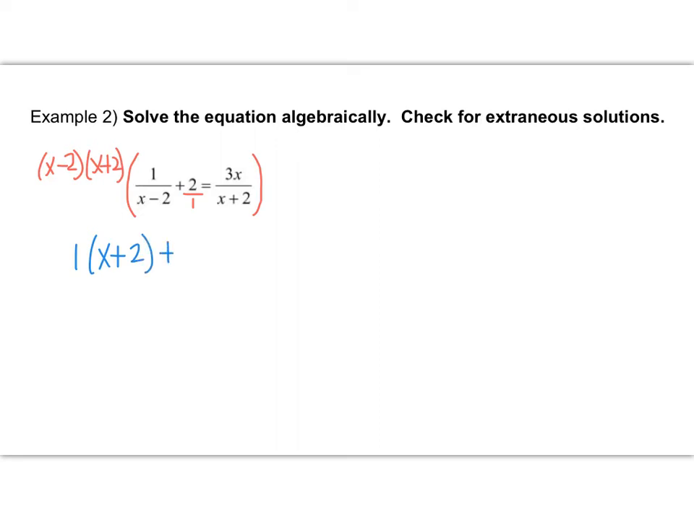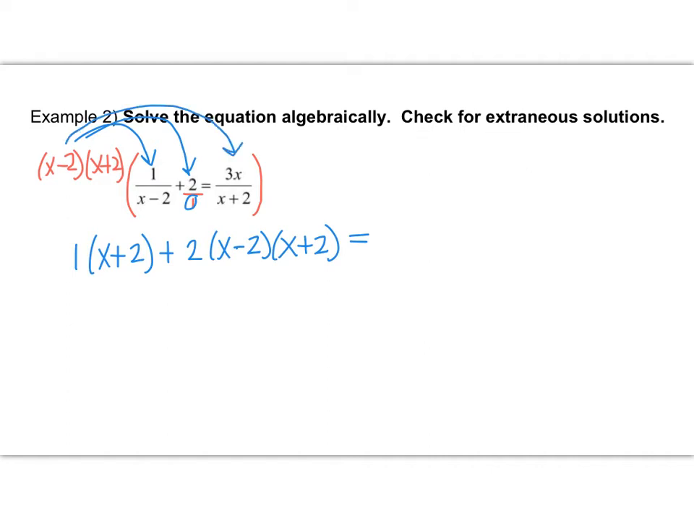Then I have my plus sign, so we already did this one. Now we're going to the next term. So nothing's going to cancel there because of the 1 in the denominator. So I have 2, and then x minus 2, x plus 2. Then we have our equal sign, so now we're going to distribute to this last part.